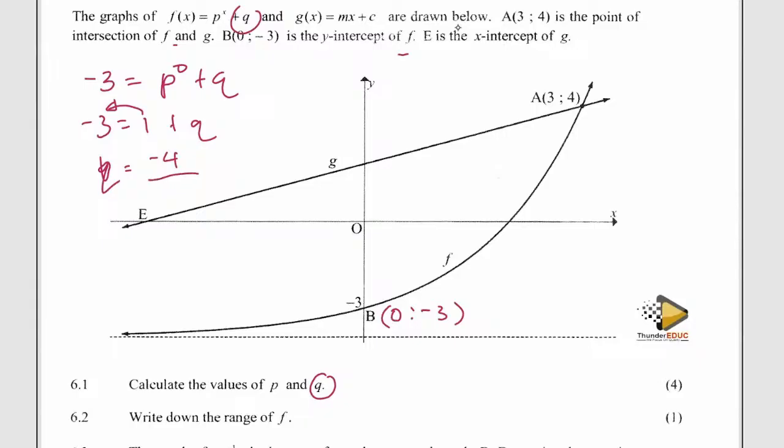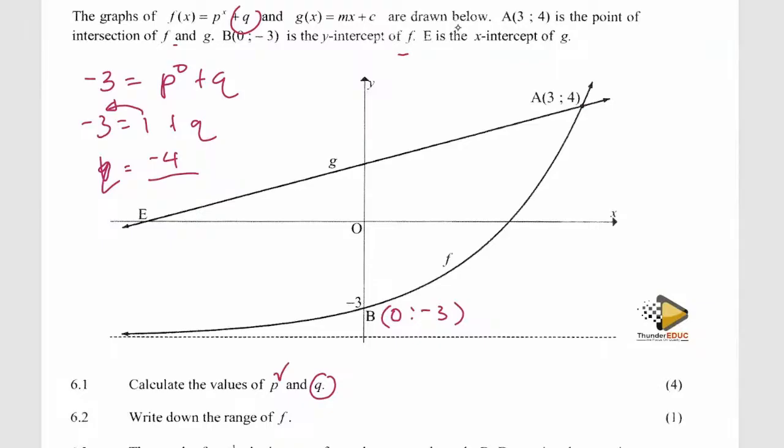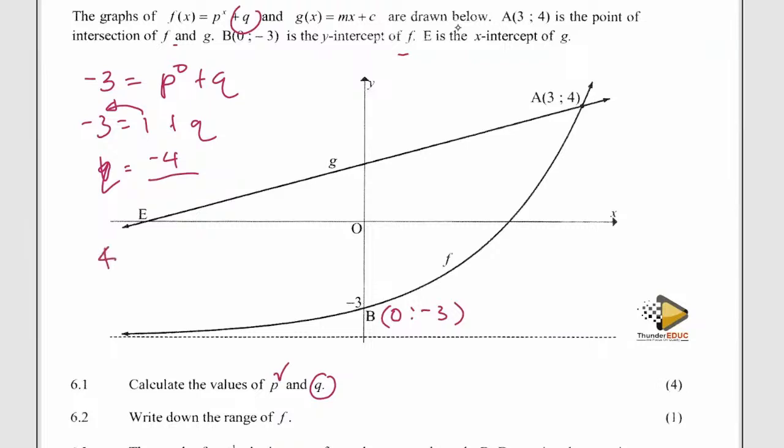When q is negative 4, we need to look for p now using the 3 and 4. Okay, so what we're going to say, we're going to say where there is y, we put a 4. Where there is x, we're going to put a 3, then minus 4. Let's move this to that side. We're going to have 8 is equal to p cubed. Let's express 8 with an exponent of 3, which is going to be 2 cubed is equal to p cubed, meaning that our p is going to be a 2.